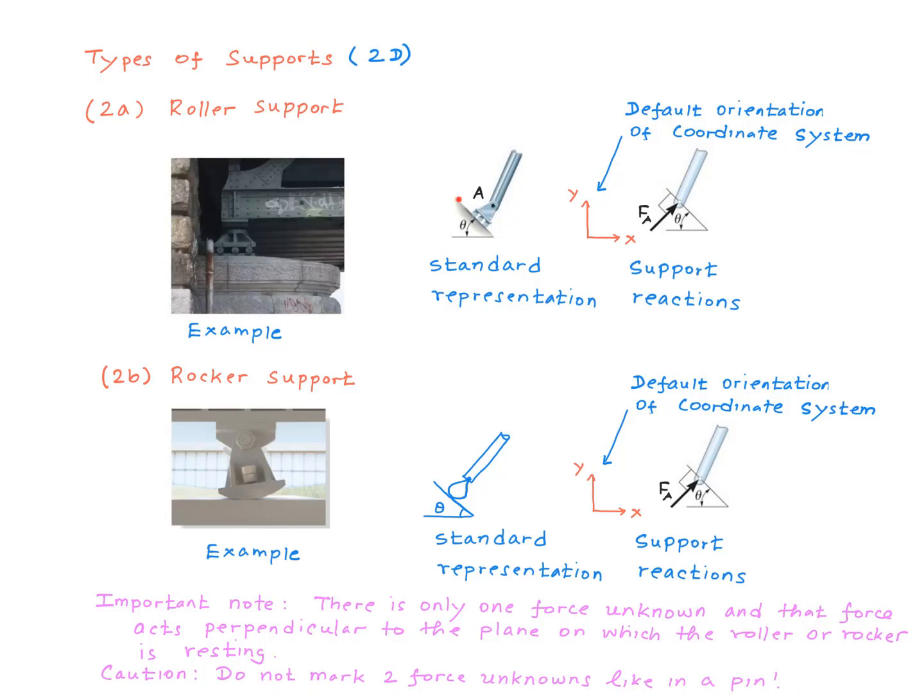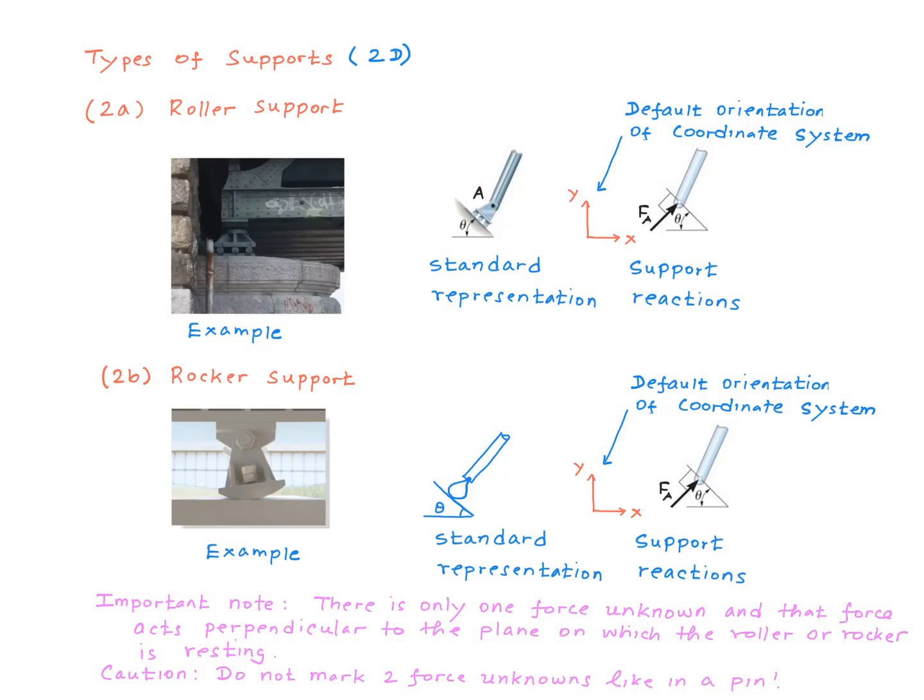Alright, what about the moment? Do we have a moment at the support? Generally, rollers are connected to the structural element through a pin. So if this is what you have, you can rotate the structural element at that point effortlessly, and therefore moment is zero.